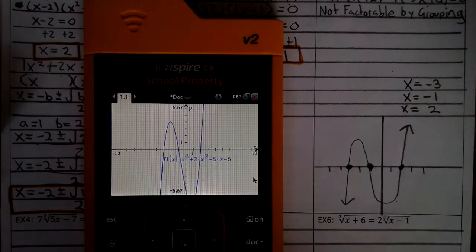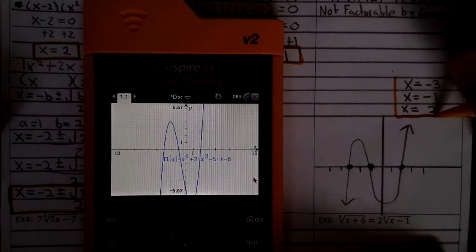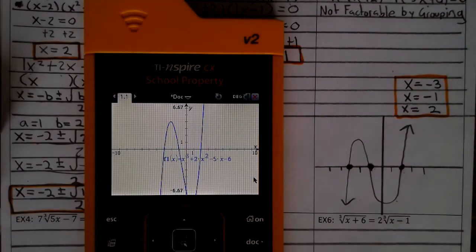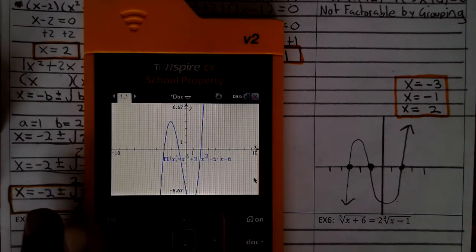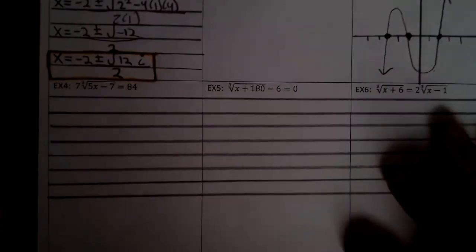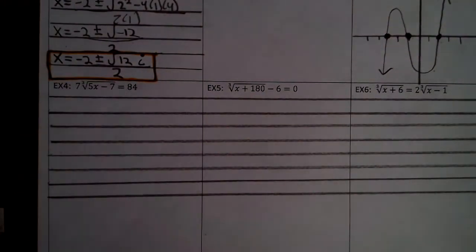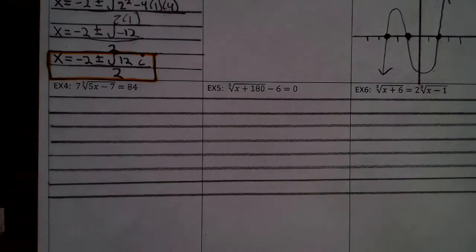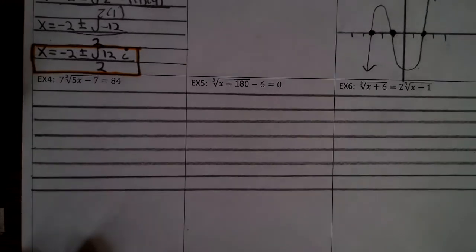All right, so that finishes up example 3. All right, now let's take a look at example 4. Now the first 3 examples were all cubic. Now the next 3 examples are all cube root. So the first step in the cube root is isolate the cube root. So the first thing to isolate is going to divide both sides by 7.